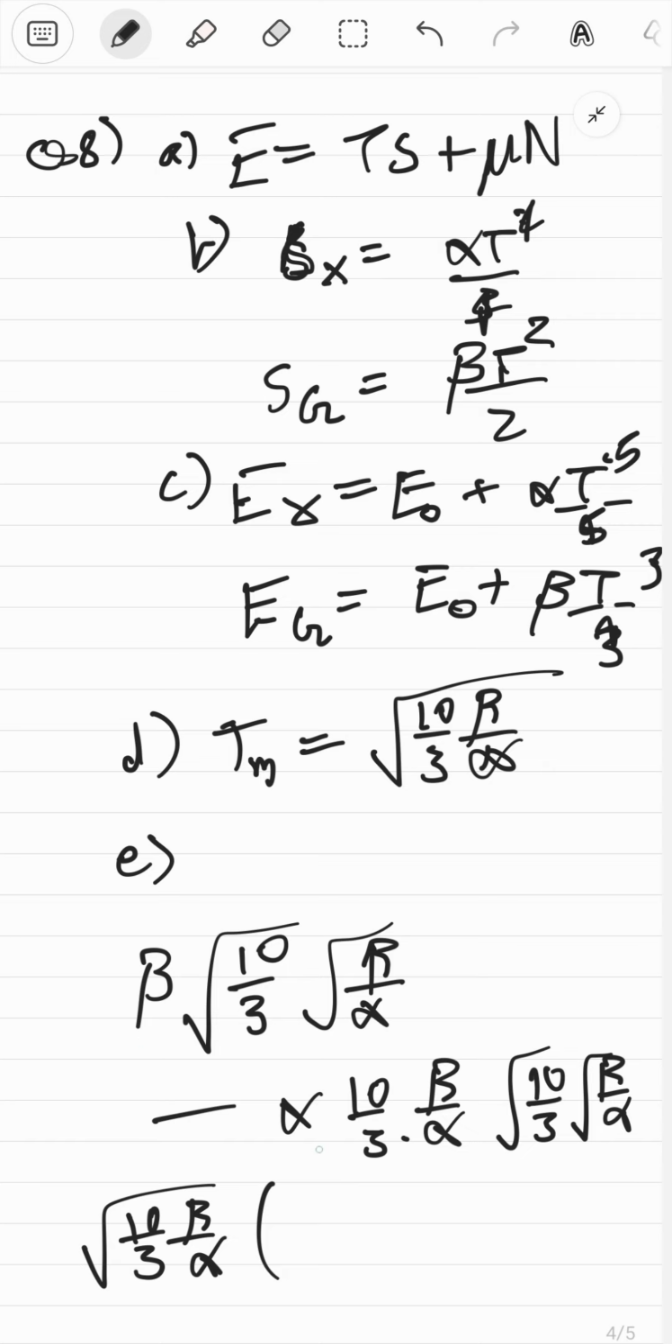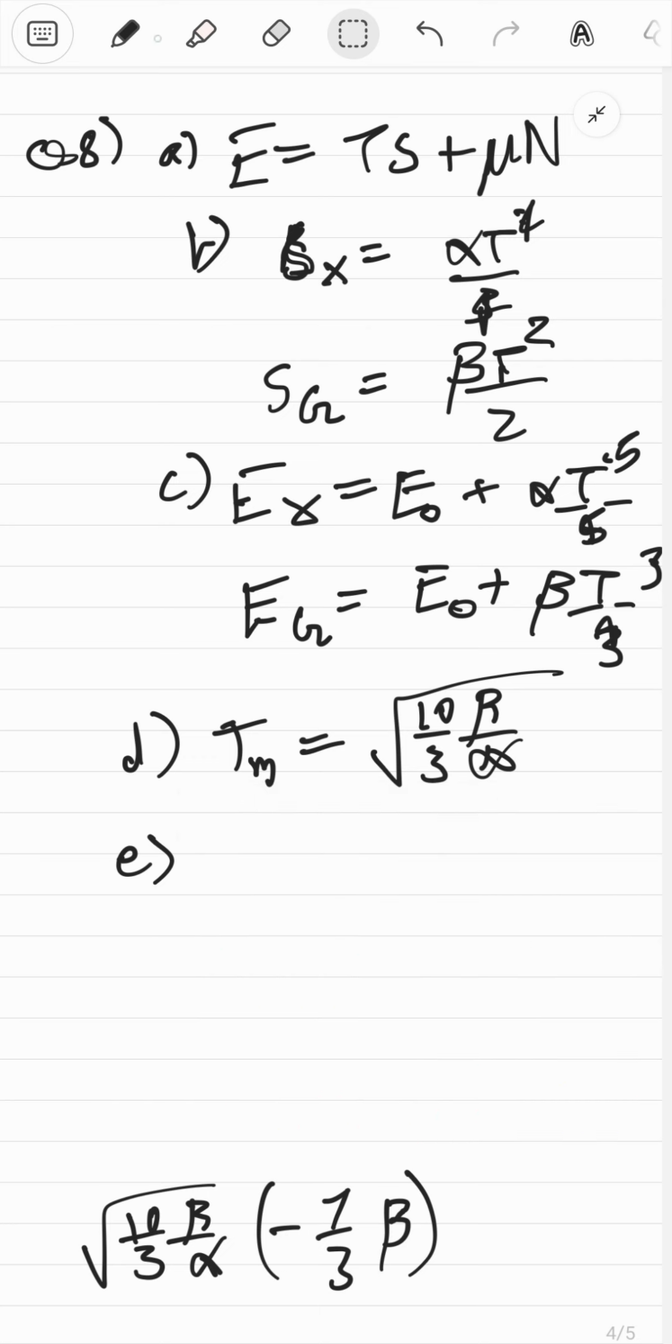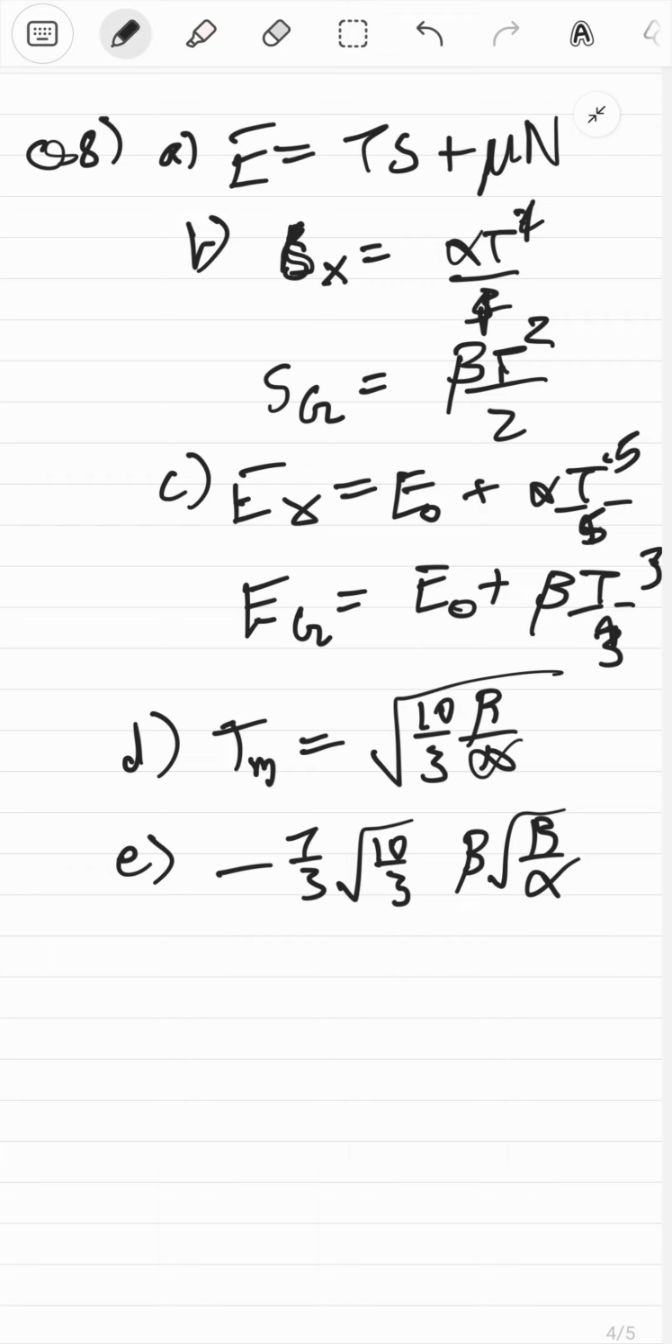And so now this just becomes beta minus 10 by 3 beta, which is negative. Interesting. So it's negative. Oh, that's actually very weird. In fact, it's just negative 10 by 3 beta. That's not making very much sense, but fine. So it's just minus 7/3 square root of 10 by 3 thing, beta times square root of beta by alpha. That's the thing. It doesn't make sense, right? Yeah, the latent heat is apparently negative. How does this even make sense?